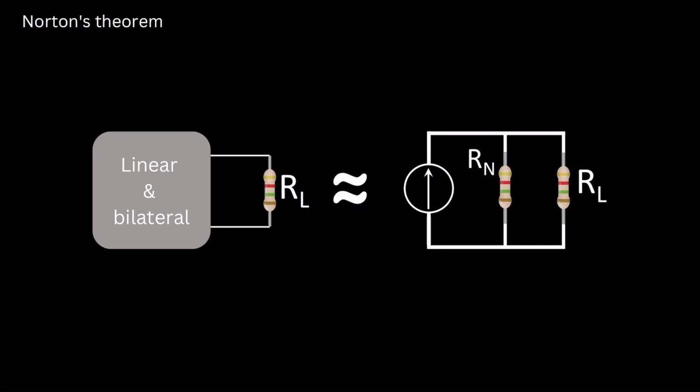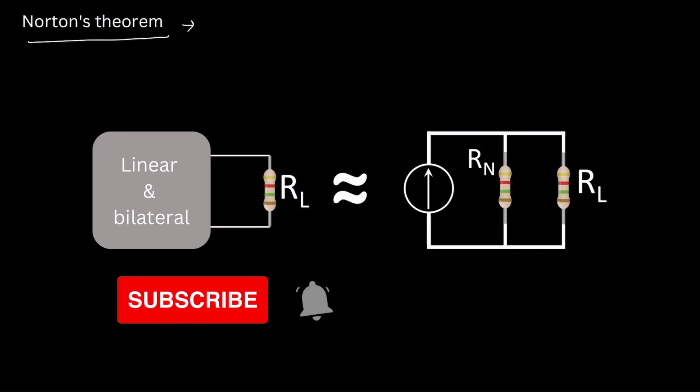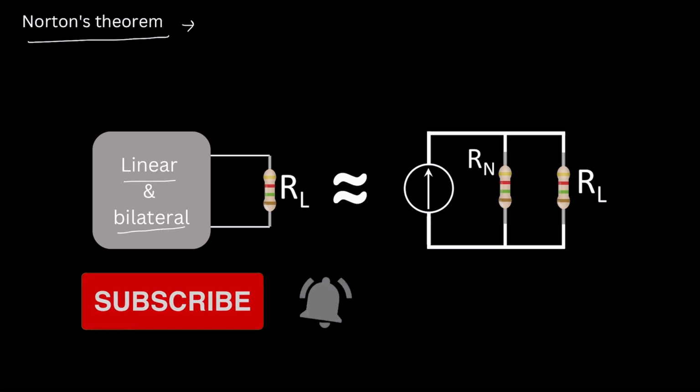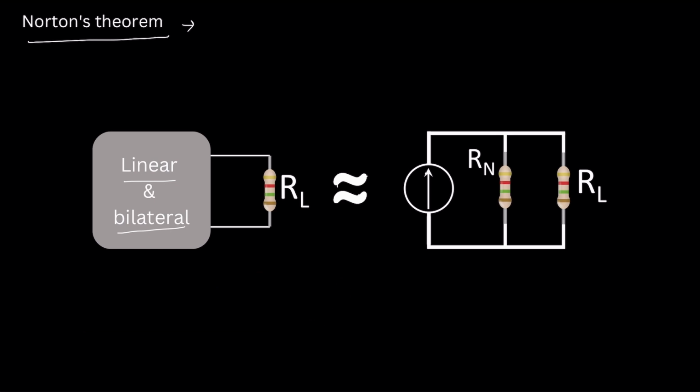So our next topic is Norton's theorem. Norton's theorem states that any linear and bilateral circuit can be simplified to a circuit with a current source in parallel with a resistance Rn and RL. That means any linear and bilateral circuit, we can convert to a current source, which we call the Norton current, IN or ISC, in parallel with a Norton resistance or equivalent resistance, just the same as the Thevenin resistance, and a load resistance.